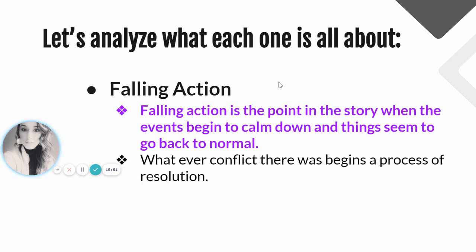The next thing is falling action. Falling action is the point in the story when the events begin to calm down and things seem to go back to normal. Whatever conflict there was begins a process of resolution, or whatever problem there was, it seems like a solution is starting to form. Once again, highlight falling action and simplify your definition for it according to your understanding.